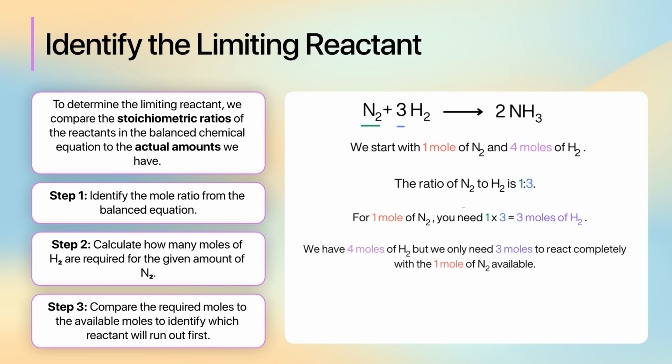We have 4 moles of H2, but we only need 3 moles to react completely with the 1 mole of N2 available. This leaves 1 extra mole of H2 remaining. This indicates that H2 is in excess whilst N2 is limiting. This understanding helps explain why reactions stop even when some reactants are left over.